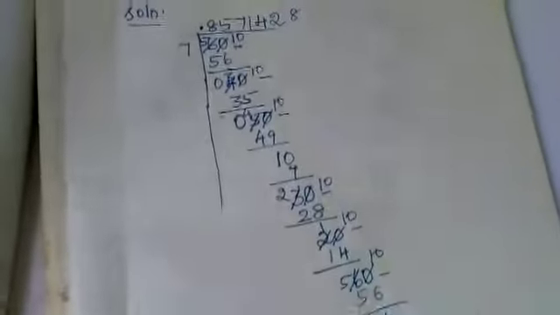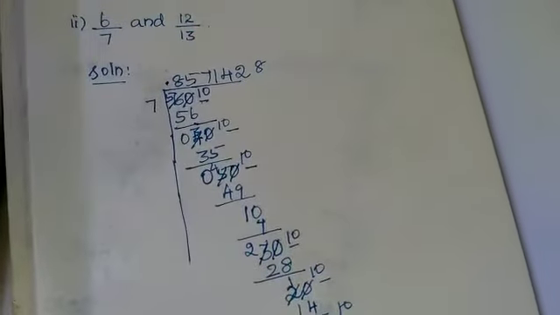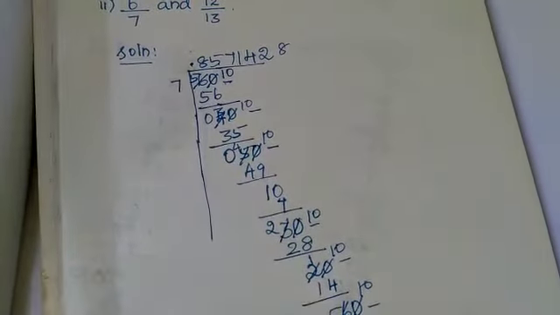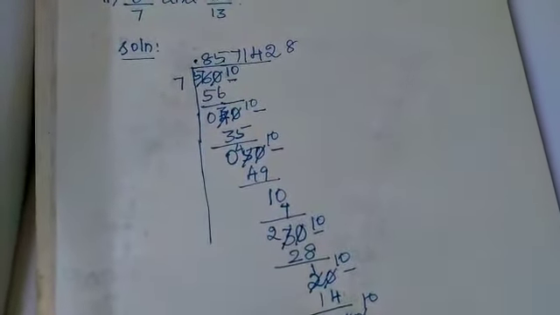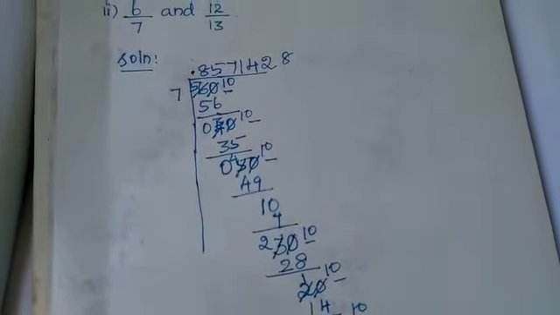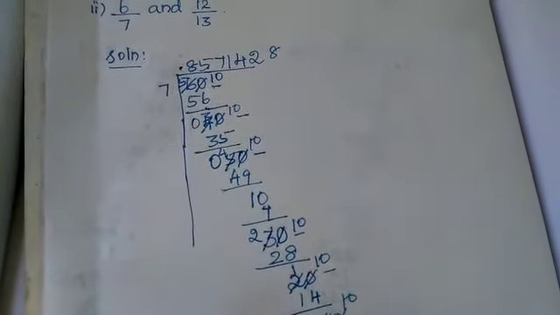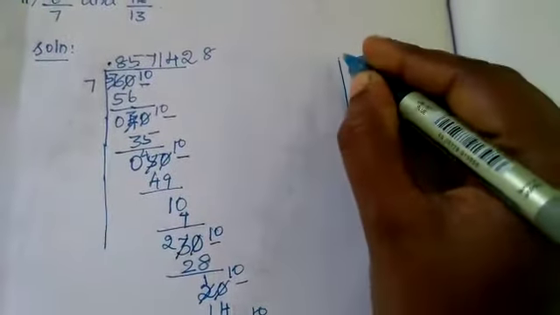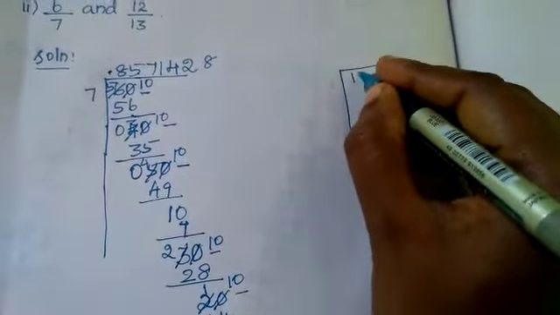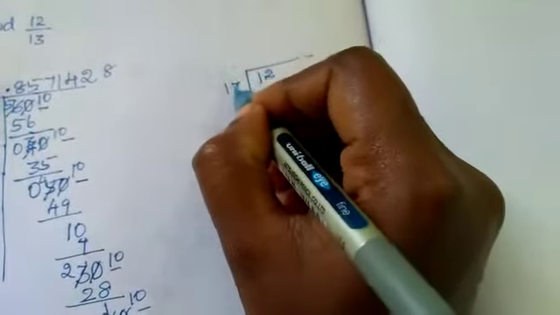Now what is the answer? 6 divided by 7 equals 0.8571428. Now what's the next question? 12 divided by 13. Now can you divide 12? No.